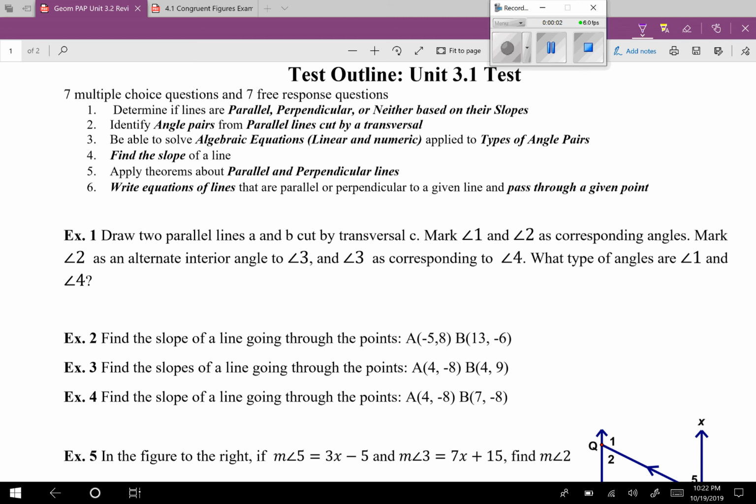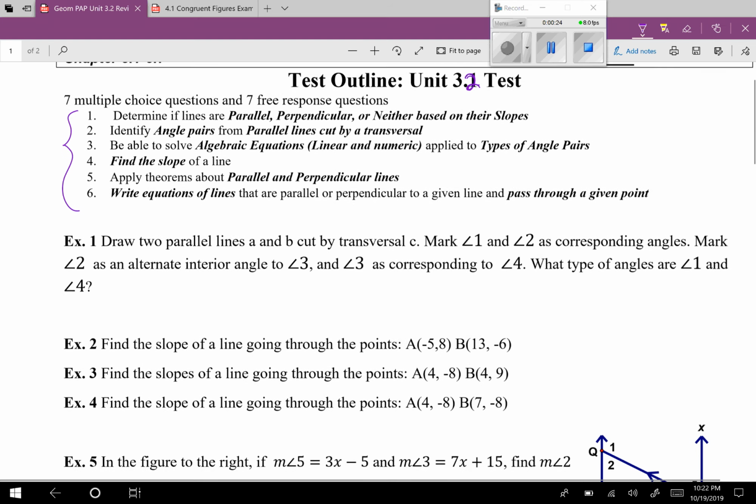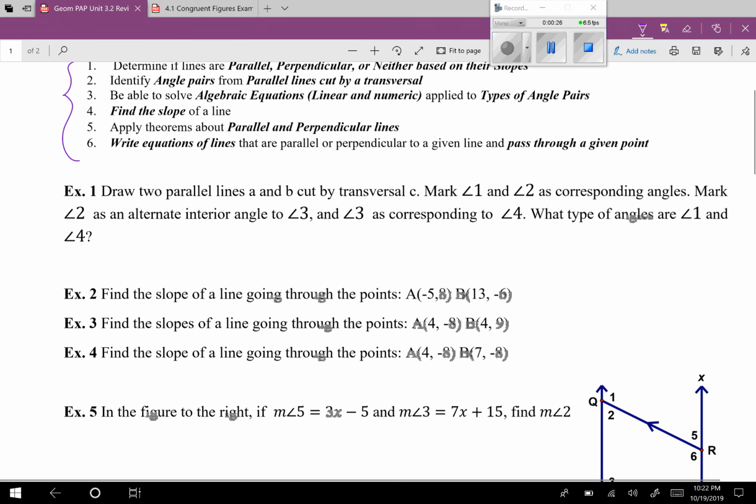Hello there, everyone. This is going to be the 3.2 test review. There's going to be 7 multiple choice questions and 7 free response questions. And you'll have to be able to do these 6 things at a minimum. The questions that we've come up with pretty much cover what you'll need to know.